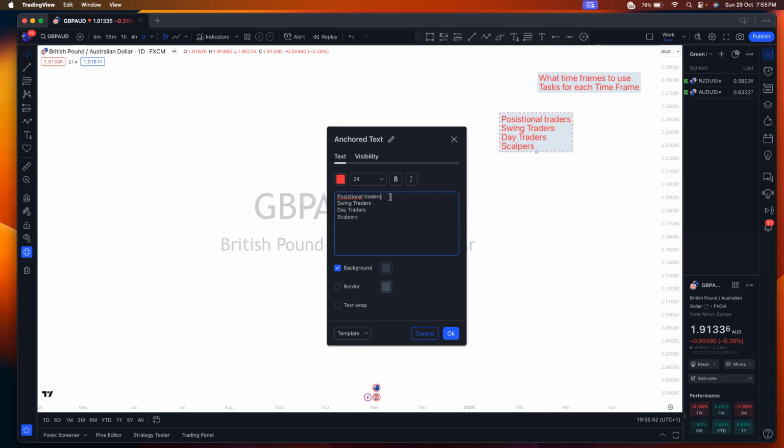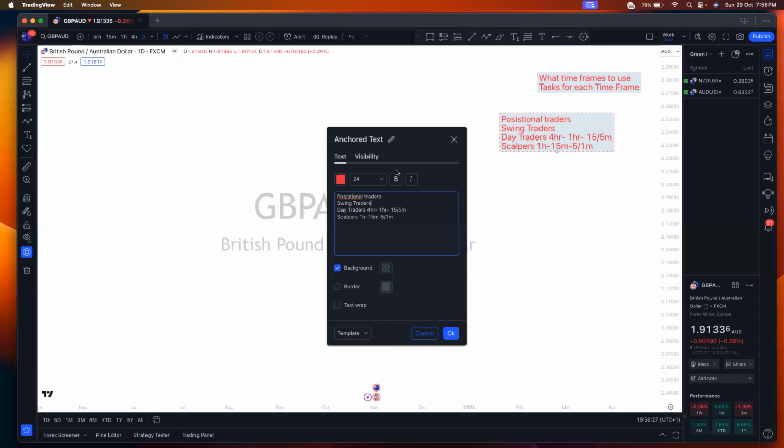Now, like I told you guys, these different traders have different time frames to use. Let's start with scalpers. For scalpers, we have the 1 hour time frame, the 15 minutes time frame, and then the 5 minutes or 1 minute time frame. Then for day traders, we have the 4 hour time frame, the 1 hour time frame, then the 15 minutes or 5 minutes time frame.